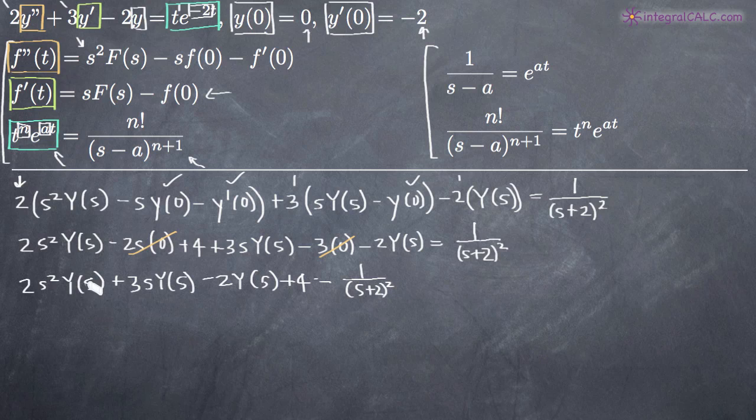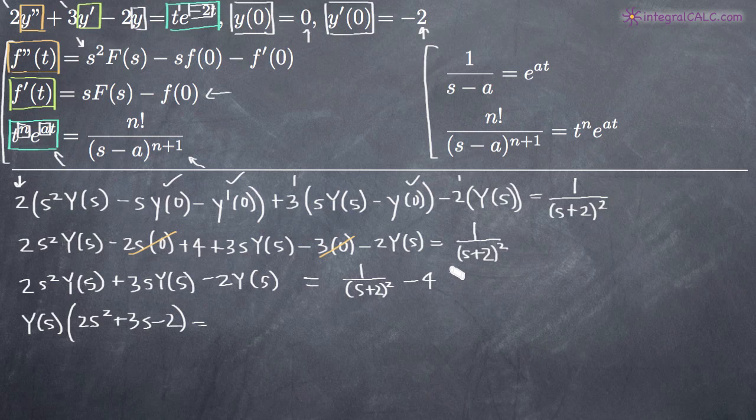So now we can factor out, but let's first move this 4 to the right hand side. We'll subtract 4 from both sides, so I'm going to get a -4 over there. Now we'll go ahead and factor out a capital Y of s, because we have it in each term. And now we're multiplying by 2s squared plus 3s minus 2 equal to, let's go ahead and get a common denominator over here on the right hand side.